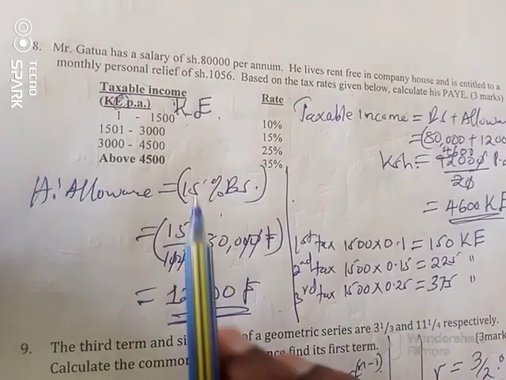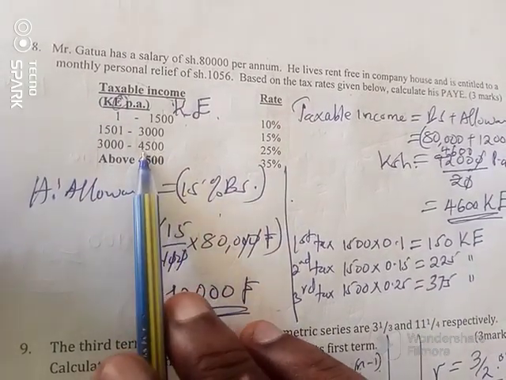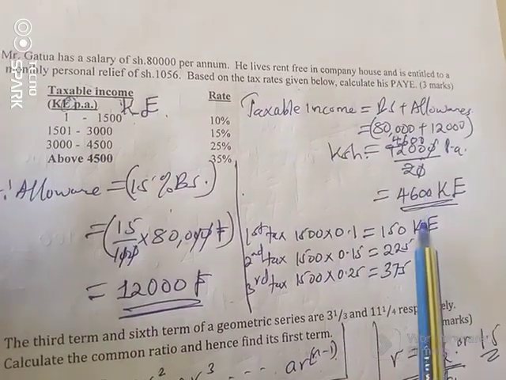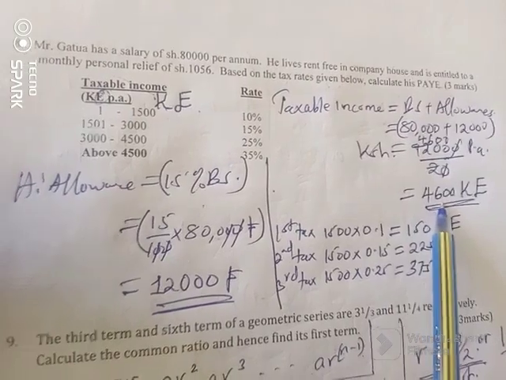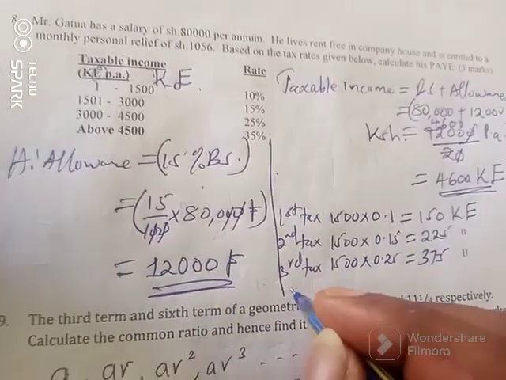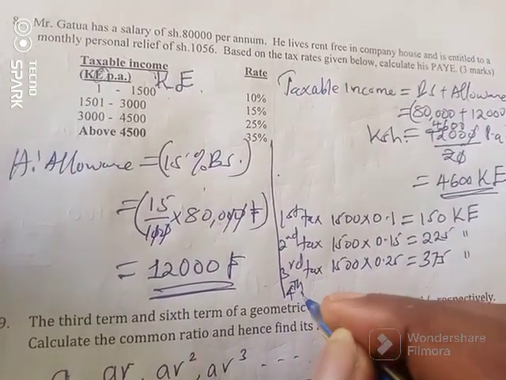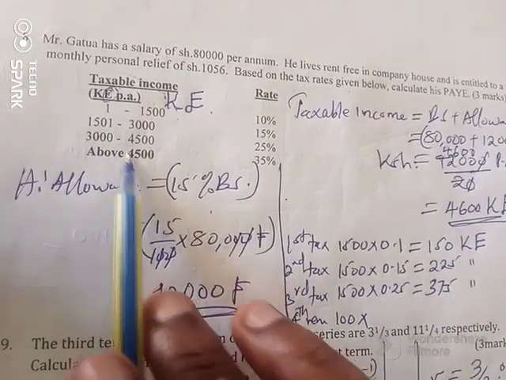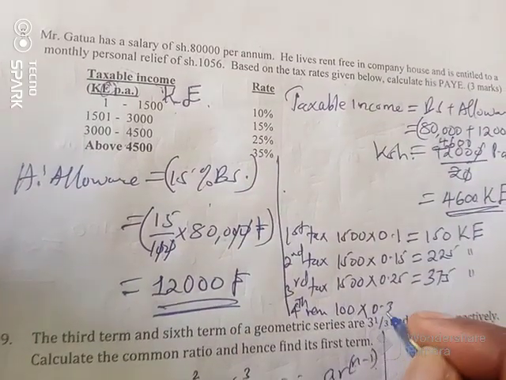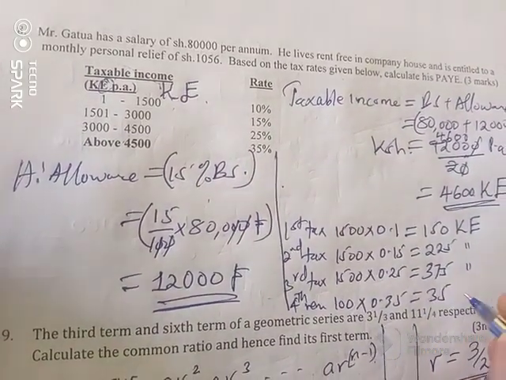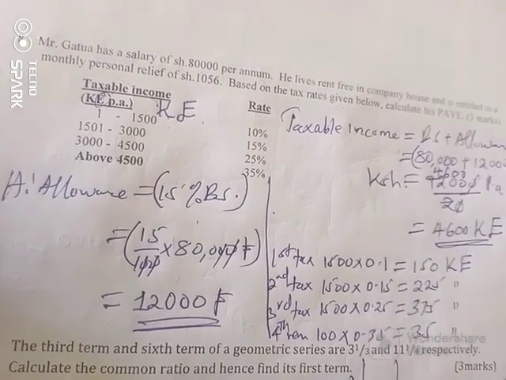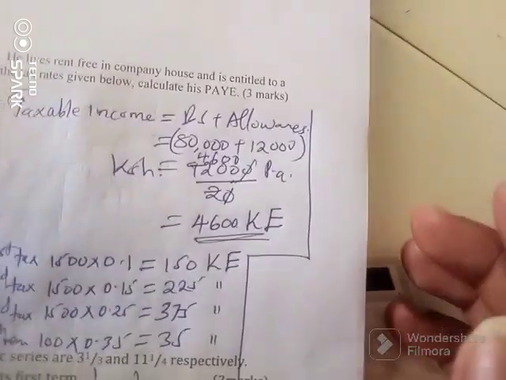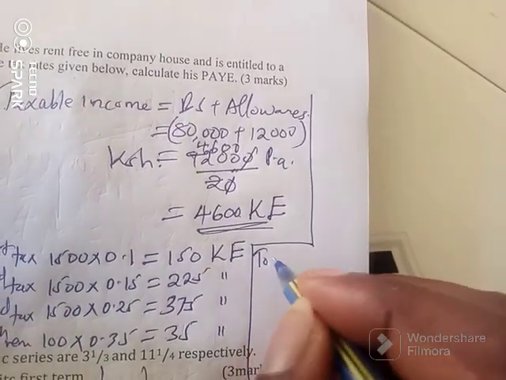So far we have taxed up to 4,500. Yet our money was 4,600. So for the fourth tax, we just have a remainder of 100 Kenya pounds being taxed at a rate of 35%, we shall have 35 Kenya pounds. So this is what is going to give us what we call total tax.